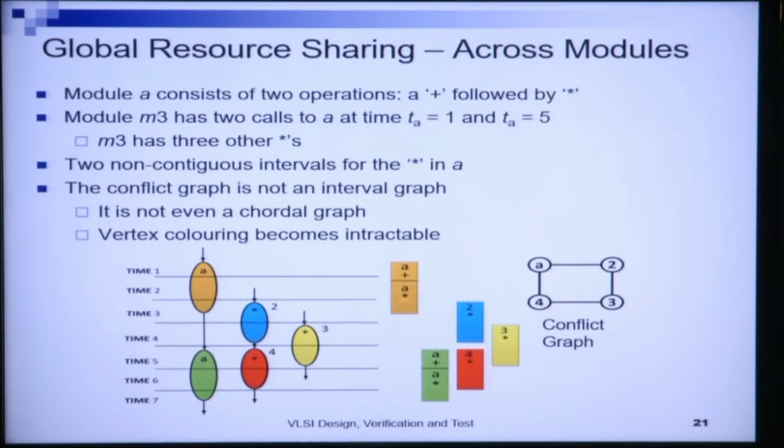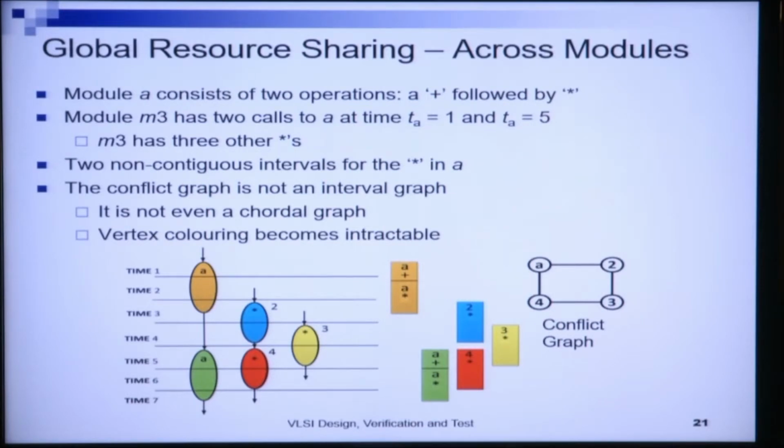Similarly, I have an edge between 2 and 3 because 2 and 3 overlap. I have an edge between 3 and 4 because 3 and 4 overlap. I have an edge between A and 4 because 4 and A overlap in time.